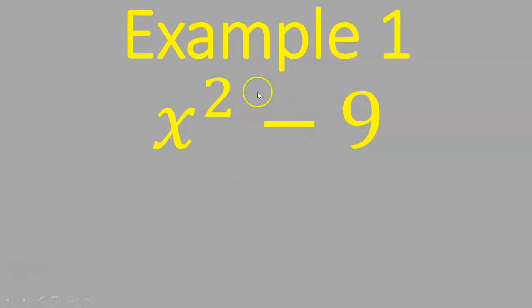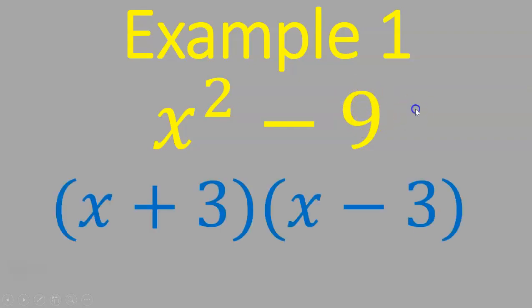So notice the pattern. You have this minus. There's only two terms. And this is a perfect square. Anything that's to an even power is going to be a perfect square. And you've recognized from simplifying square roots that 9 is a perfect square. We just take the square root of both. The square root of x squared is x. The square root of 9 is 3. So it's x plus 3 times x minus 3, and that's it. It doesn't matter if you put the minus or the plus first.